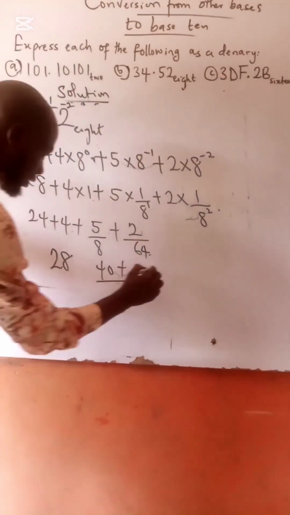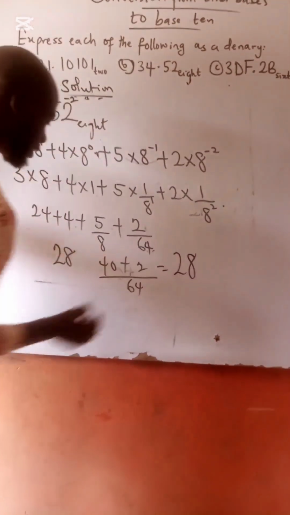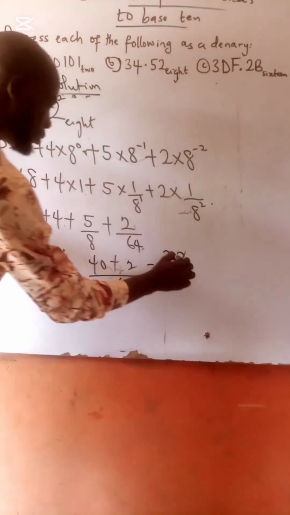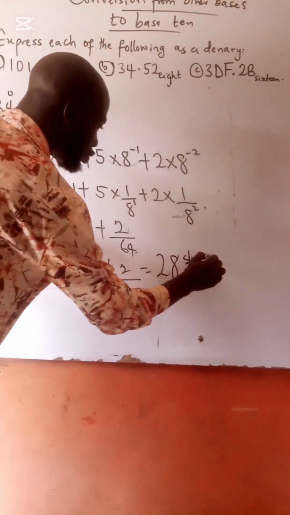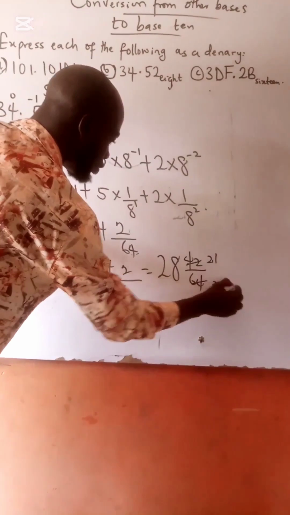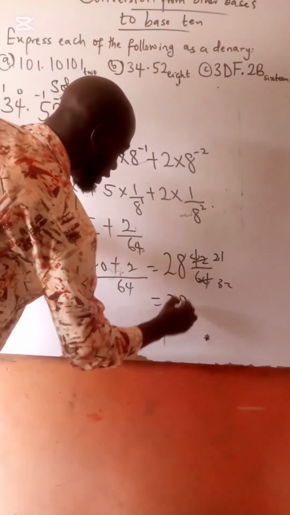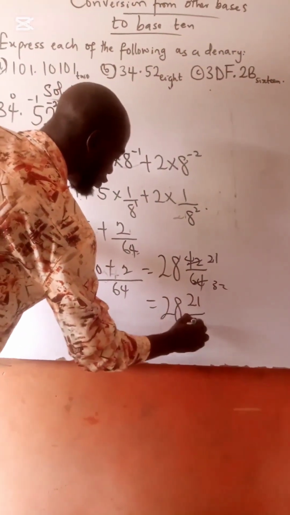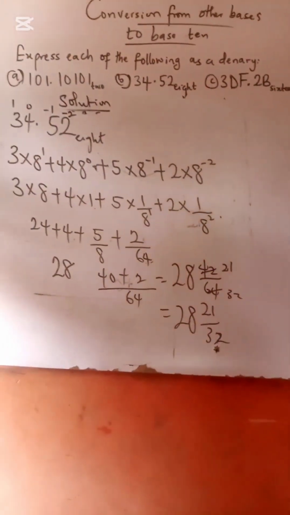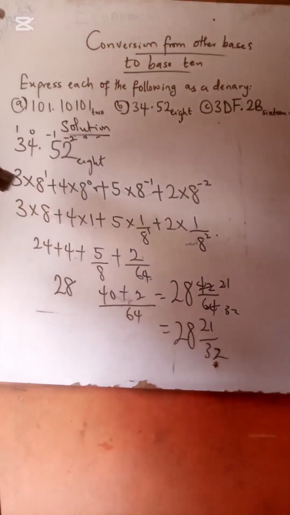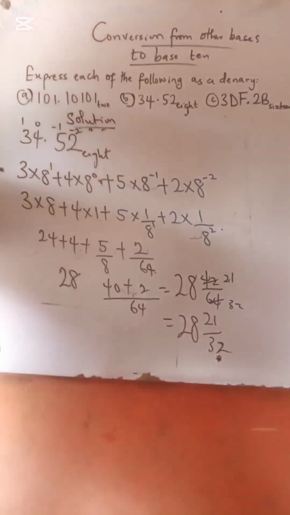So we can now write this is equal to 28. 40 plus 2 is 42 over 64. So 2 here, 21. 2 here, 32. So we can write it as 28 whole number 21 over 32 in order to solve this question. So that is it.